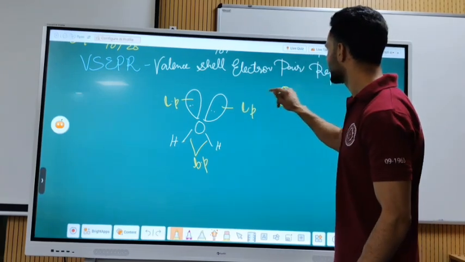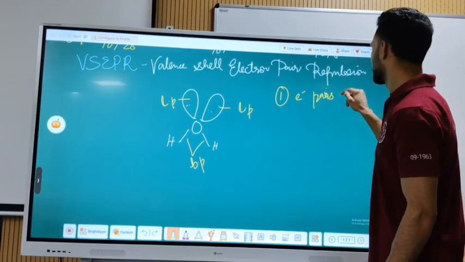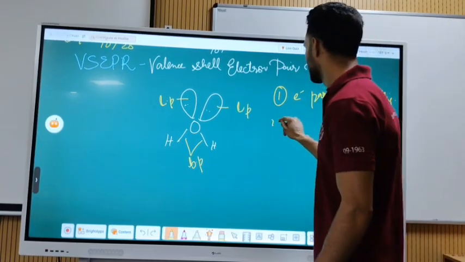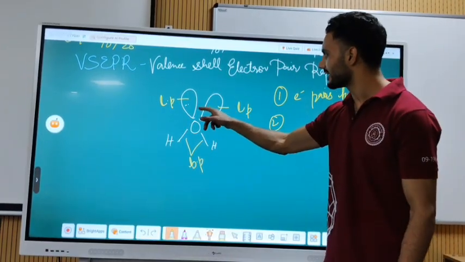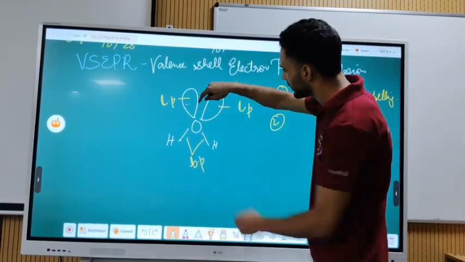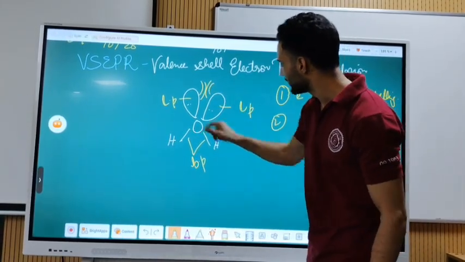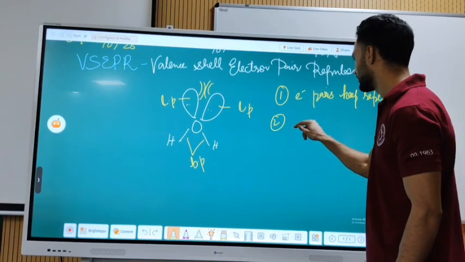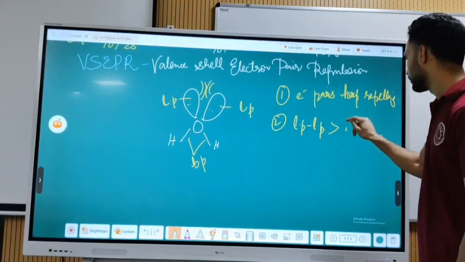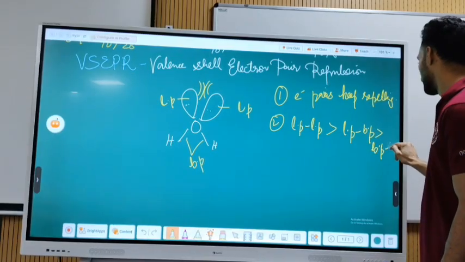Now the first postulate of the VSEPR theory is that these electron pairs keep repelling. And the second postulate explains that this repulsion is not similar for the bond pair and the lone pair. The repulsion between lone pair and lone pair will be maximum, and it will be less between lone pair and bond pair, and finally least between bond pair and bond pair.